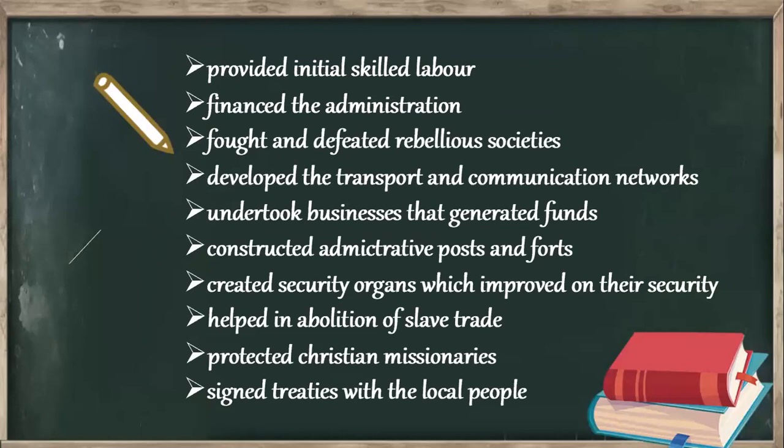When we say that they undertook businesses that generated funds, for example, they introduced cash crop growing. Now, when the Africans grew the cash crops, they would sell them to these companies. These companies would give the Africans money. And the different businesses these Africans are doing, as if these people were able to give the people money. But the money they gave the people, they collected it in form of taxes. So I'm working to my areas where they were. Is that clear? Okay, thank you.